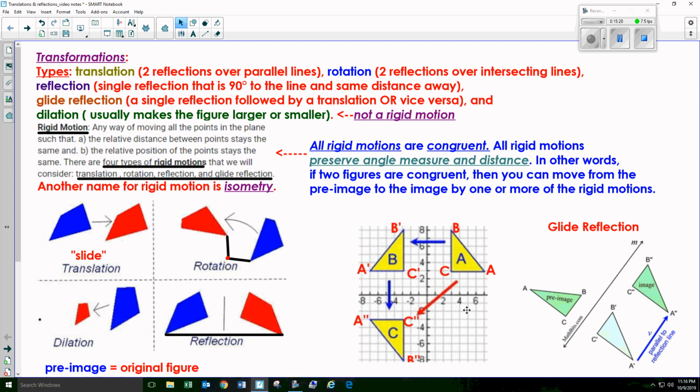So here's an example why you cannot trust Google. I typed in Google, glide reflection picture. It gave me this picture. So on your worksheet, on your notes that you have here, right above this, it says glide reflection. And I was going over this with the lab class yesterday, and I'm checking this out, I'm like, wait a second, this isn't a glide reflection.